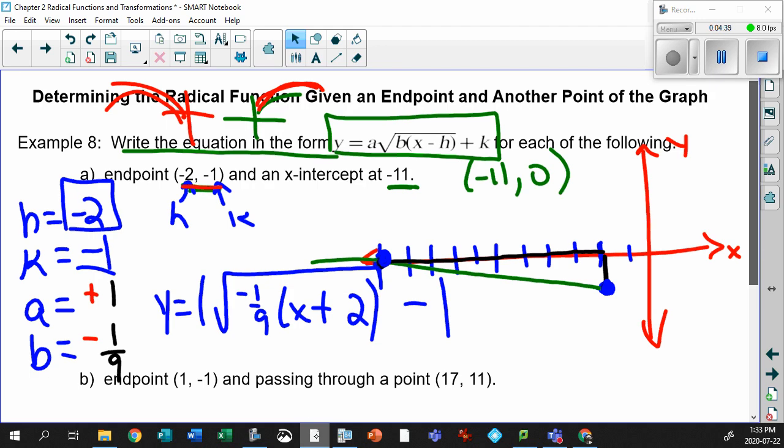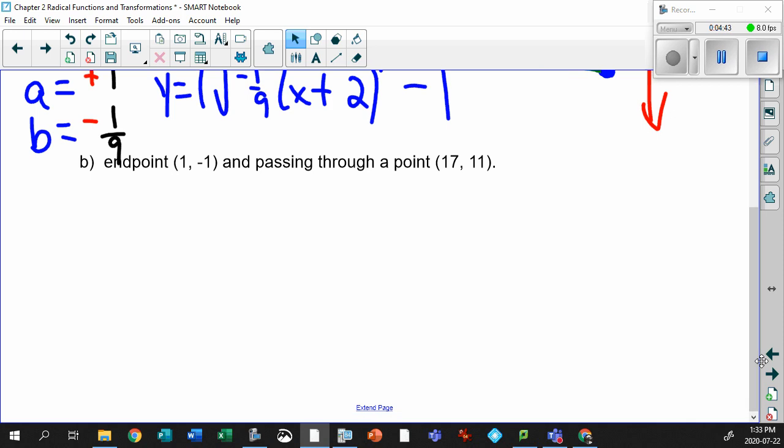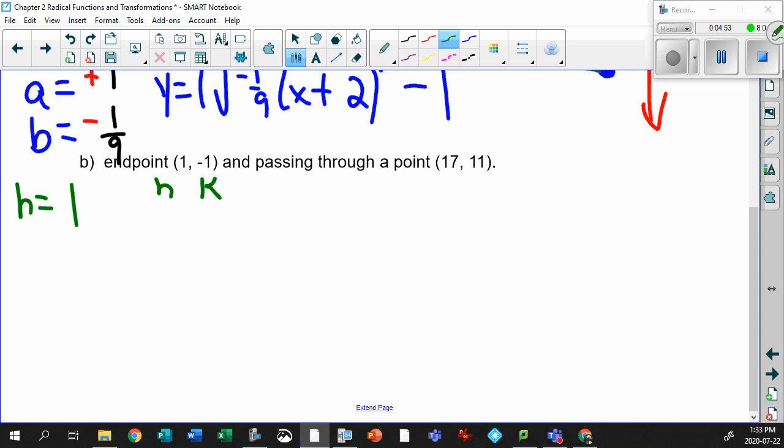So let's take a look at the next question. Check this one out. And remember, what's going to help us out is actually drawing the graph. So this one again, endpoint is at 1, -1. There's your H value, there's your K value. Start writing them out. H value is 1, K value is -1. Beautiful. You don't know what your A value is, you don't know what your B value is, but just by looking at your results, you should be able to determine that.